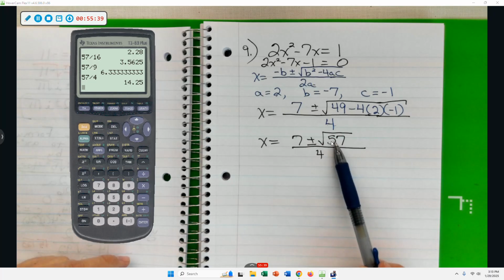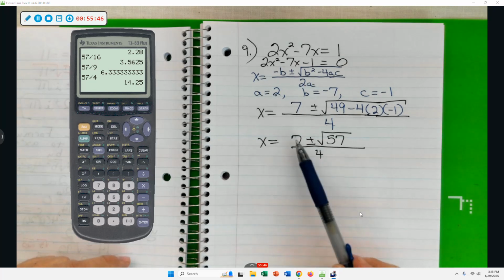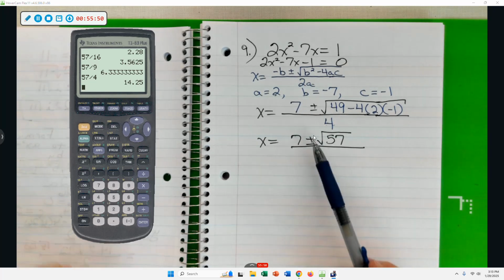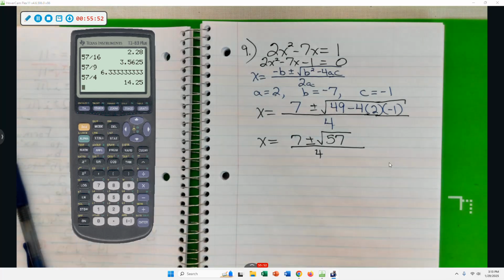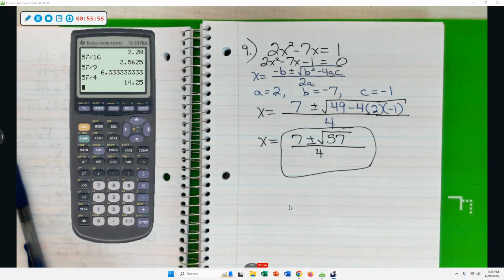If we can't reduce the square root of 57, that means we're not going to have a number right there where I'm pointing. And if we don't have a number right there, can we factor and cancel? No. Here's our final answer. Don't separate or split up. There's the final answer. You leave it like that.